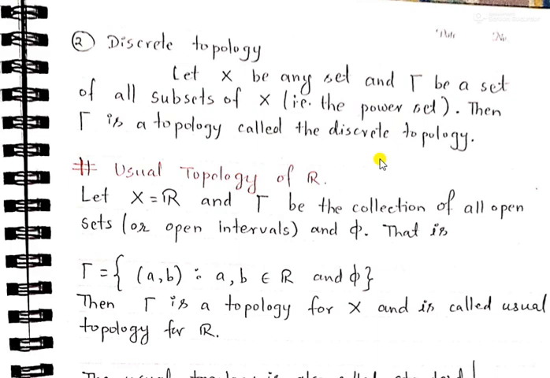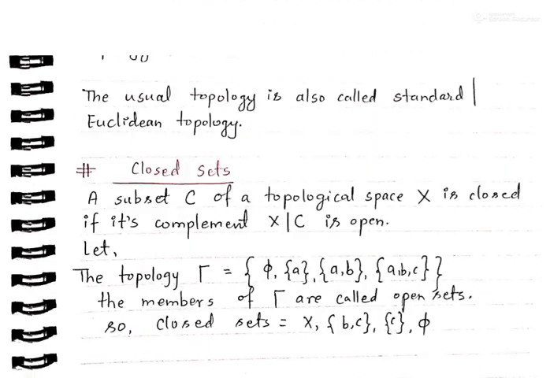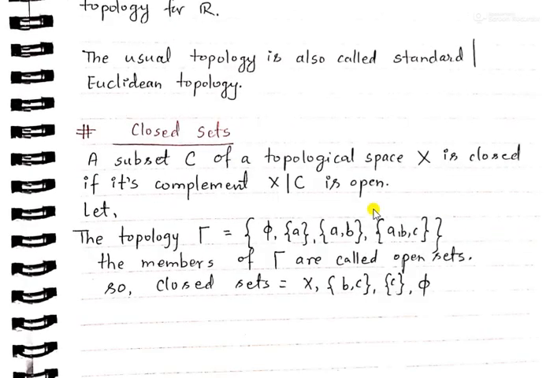The usual topology of R. Let X be R, and let tau be the collection of all the open intervals of the real number set, (a, b), where (a, b) is an open interval like (1, 2), (2, 3), and so on, where a and b belong to R, and phi should also be there. Then tau is a topology for X, and it's called the usual topology. Basically, the usual topology means the topology related to the real number set R. This usual topology is also called the standard topology or Euclidean topology.